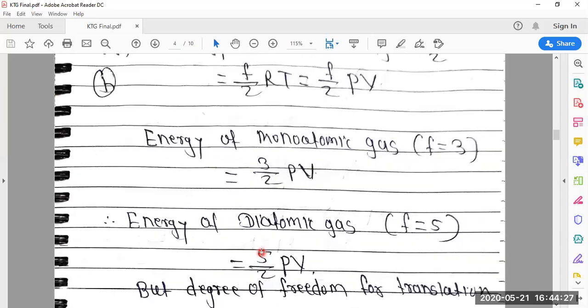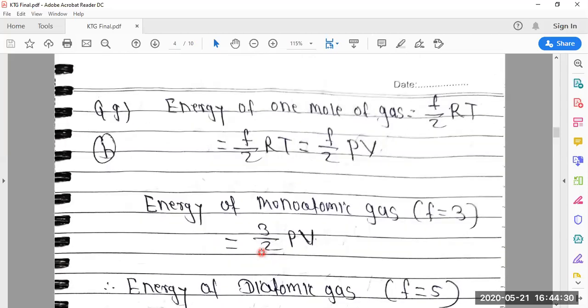Question number 9. It is related to the energy of gases. In question number 9, the energy of all the molecules of a monoatomic gas having volume V and pressure P is 3 by 2 PV. This value is given. Energy for a monoatomic gas is 3 by 2 PV. The question asks for the total translational kinetic energy of all the molecules of a diatomic gas at the same volume and pressure. So calculate the translational energy of the diatomic gas when its volume and pressure remain the same.